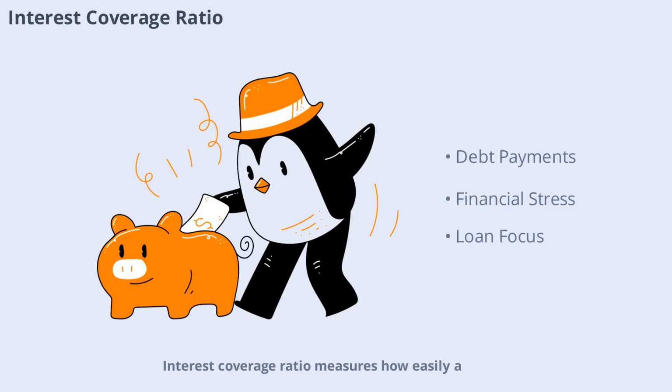Interest coverage ratio measures how easily a company can pay interest on its debt. It's calculated by dividing earnings before interest and taxes, EBIT, by interest expense. A higher ratio means the company is more capable of meeting its debt obligations. This ratio is important for companies with significant loans, helping you spot potential financial stress.